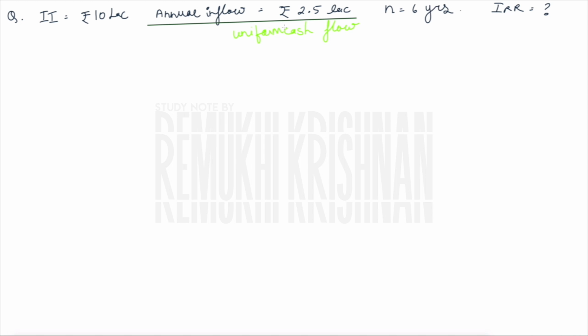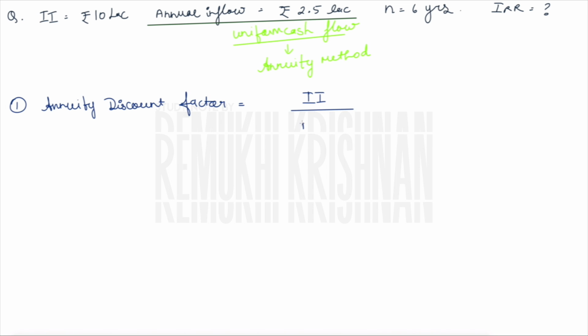Since the annual inflow is rupees 2.5 lakh for 6 years, it is a uniform cash flow. In the previous slide we saw that if there is a uniform cash flow, I am going to use the annuity method. Under the annuity method, the first step is to find the annuity discount factor, say A. The formula is initial investment divided by annual net cash flow after tax. If I substitute the values in the formula, I arrive at 4.